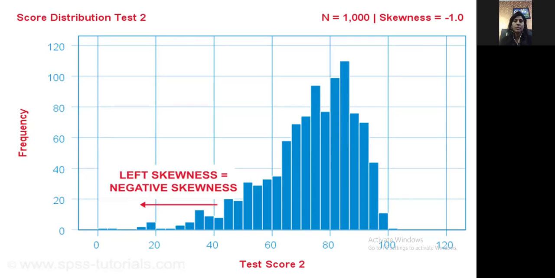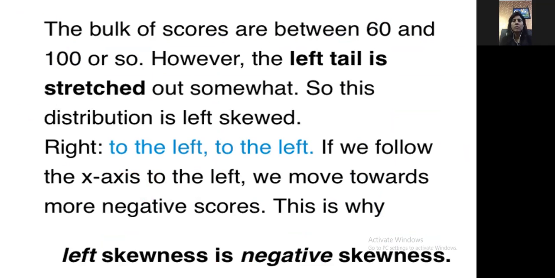towards left. The data distribution is continuously forming a curve, and you can see the tail of the curve is moving towards the negative or the left side, towards the negative values. So this curve is showing that the bulk of the scores are between 60 and 100 or so. However, the left tail is stretched out somewhat. That means the tail of the curve is stretched towards left.